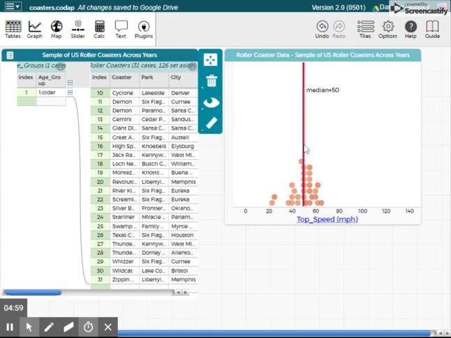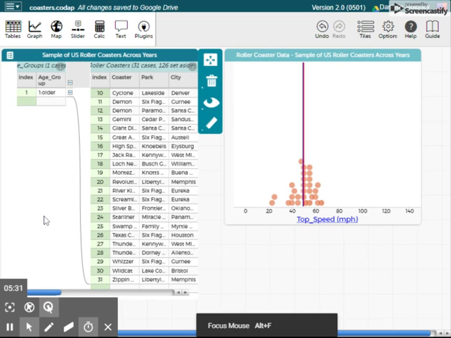And now I can see that the typical speeds for these coasters are right around 50 miles per hour. So if I was going to ride a coaster built before 1980, that would be what I would expect the speed to be, because that's what those coasters tended to have their top speed at. I can see that the data is skewed a little bit to the left with these last two coasters, but in general, it's mostly a symmetrical data set clustered around the mean and the median.